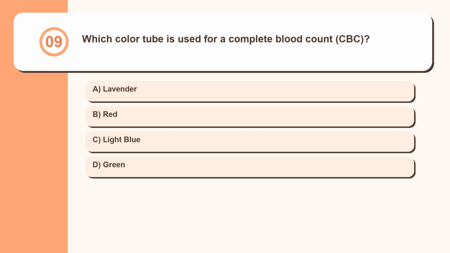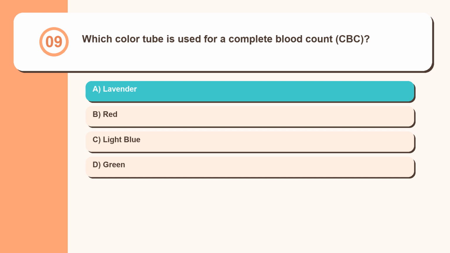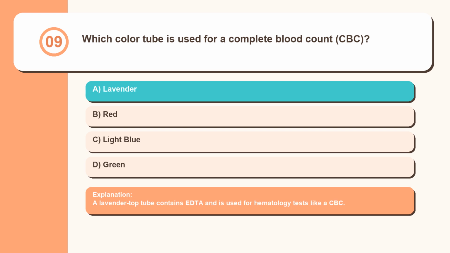Question 9. Which color tube is used for a complete blood count, CBC? Lavender, red, light blue, green. A lavender top tube contains EDTA and is used for hematology tests like a CBC.